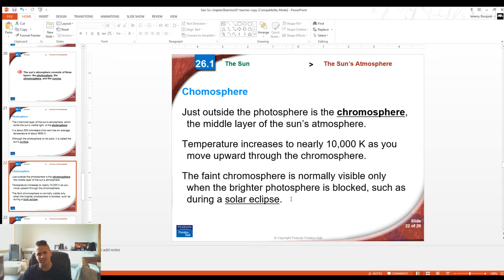But this layer is about double the temperature of the photosphere, and this layer is only visible during a solar eclipse. Okay, you can't see this layer most of the time because the photosphere outshines it, and this layer is very thin. So unless there is something blocking most of the light from the photosphere, you can't see this one. Whereas during a solar eclipse, the moon goes in front of the sun, so all you can see is the outside edges of the sun, and then this layer is visible during that time.